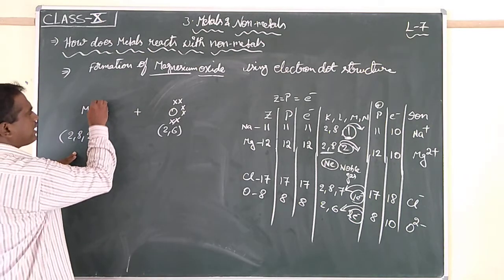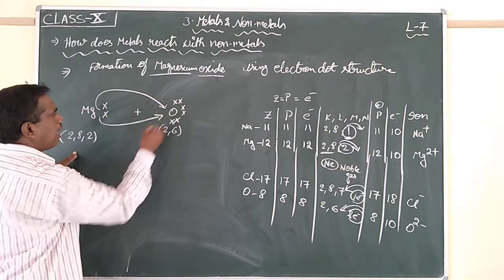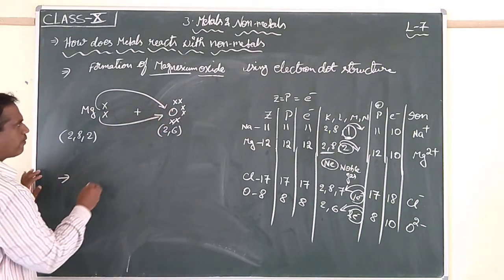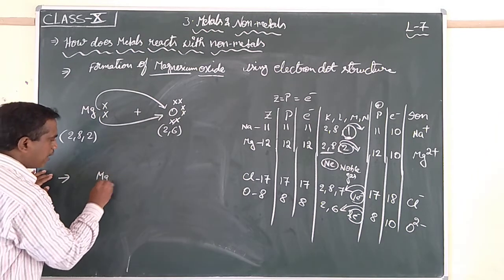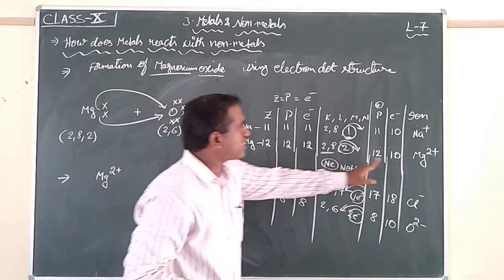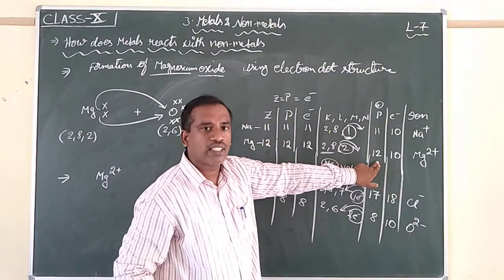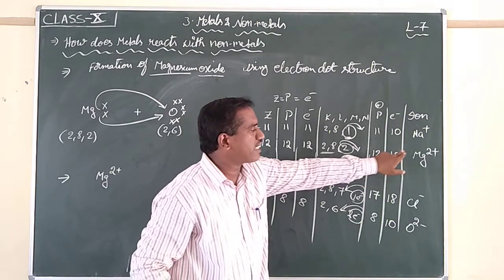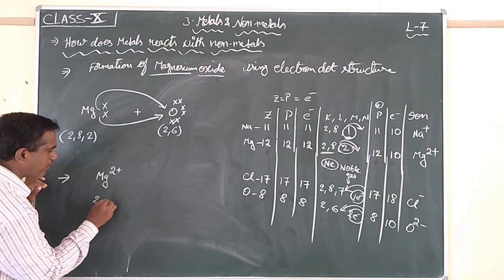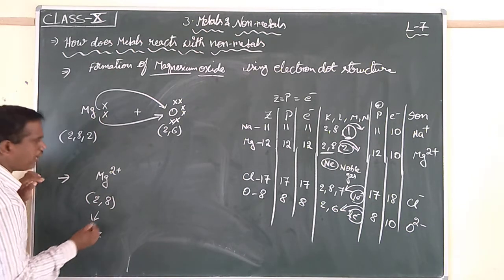Now, magnesium is giving its 2 electrons to the oxygen. It is represented as Mg2 plus. Why did we write Mg2 plus? Because after losing electrons, there are only 10 electrons but 12 protons. Protons are 2 in number in excess, so it is written as Mg2 plus. What is the electronic configuration? 2, 8. It is showing the electronic configuration of neon.